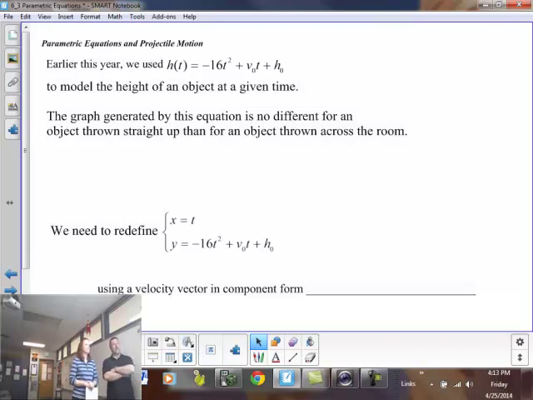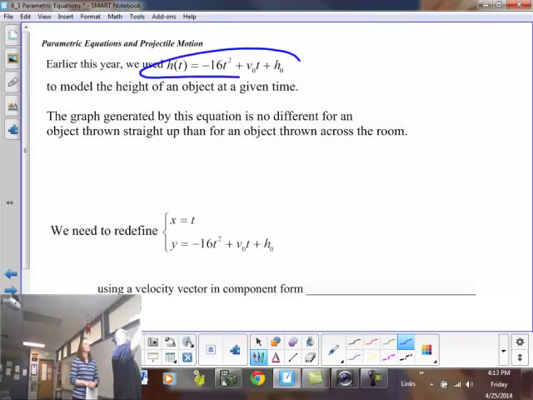The problem is that we modeled. I'm having a hard time talking today. That's all right. I got you.